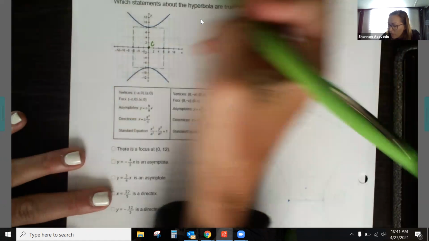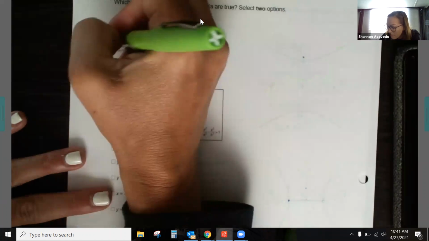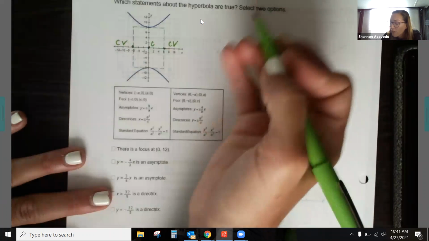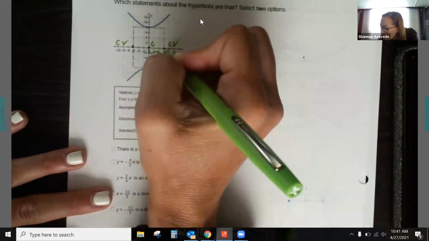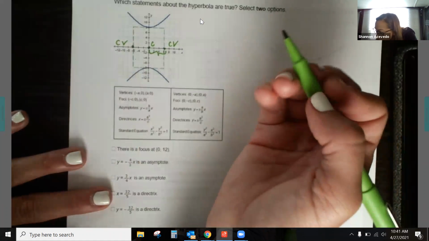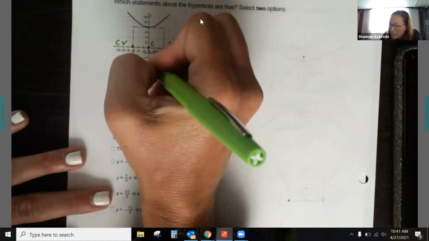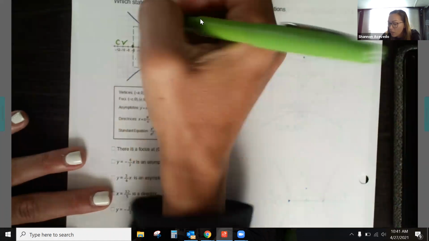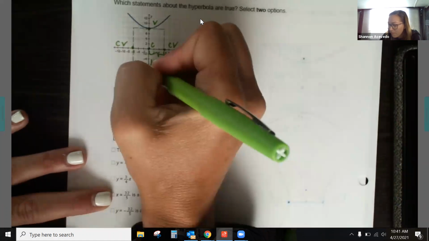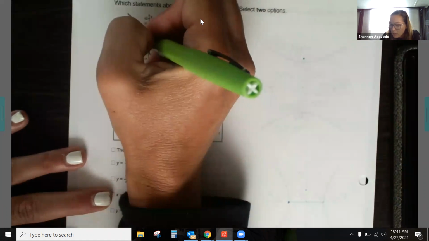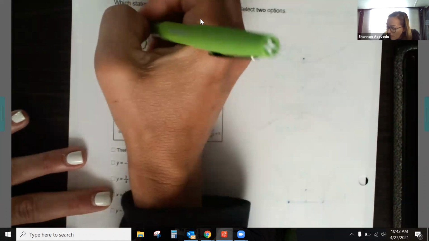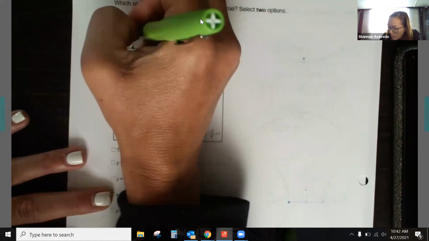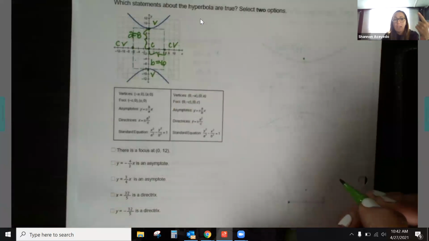There's my center. These are my co-vertices. So if these are my co-vertices, the distance from my center to my co-vertex, that is going to be, 2, 4, a value of 6. So b is equal to 6. These are going to be my vertices. The distance from my center to my vertex is a value of 8. So a is equal to 8. So I know my a, I know my b.